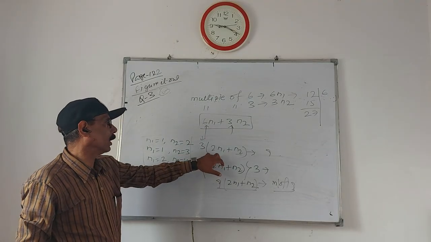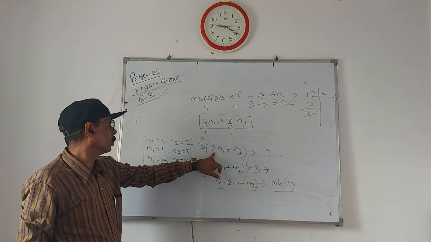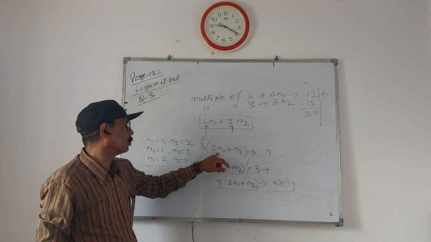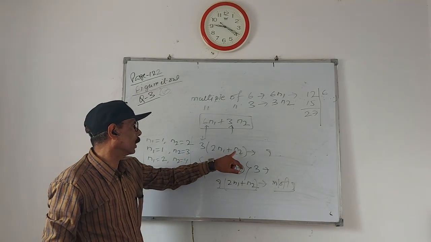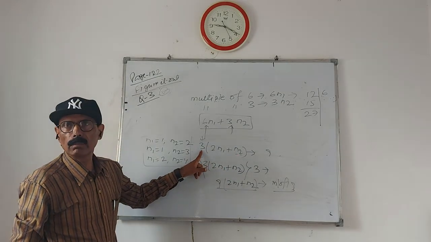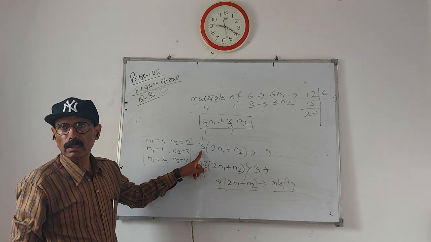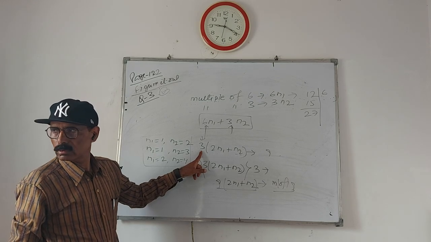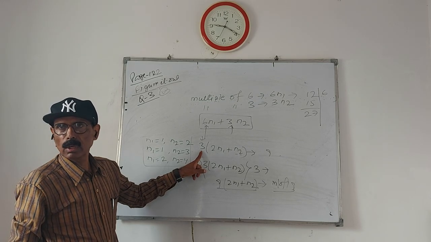Keep n1 as 1, that means this is 2, n2 is 2, so this is 2 plus 2, 4. Or 4 3 ja 12. Is it a multiple of 9? No. Understood? It is not a multiple of 9.